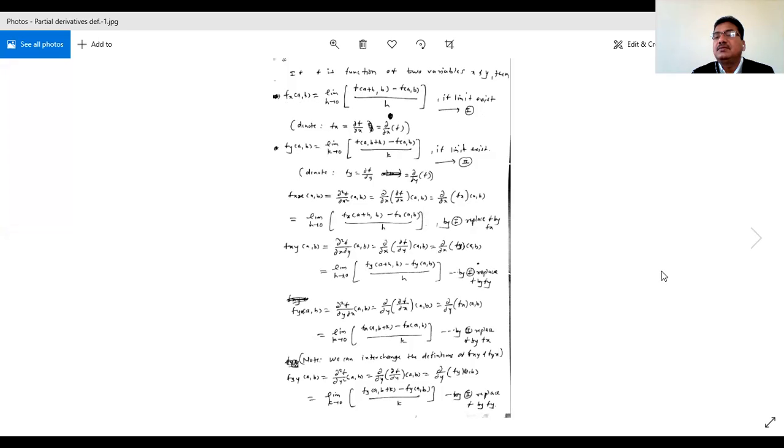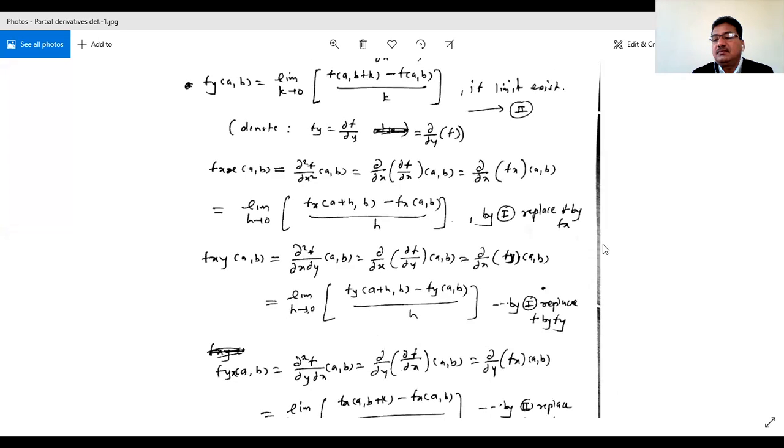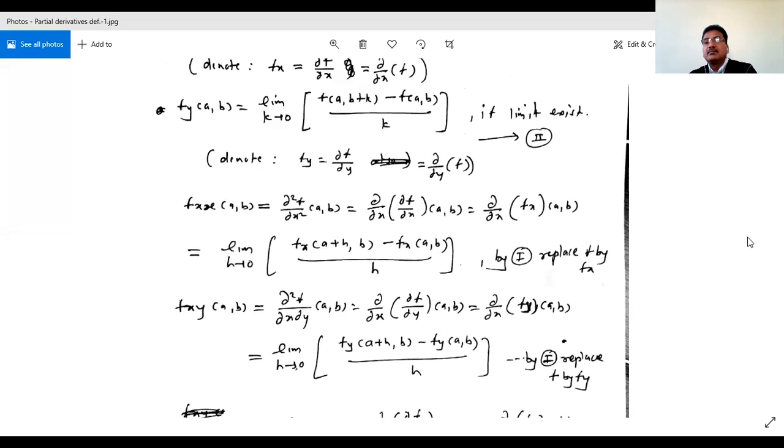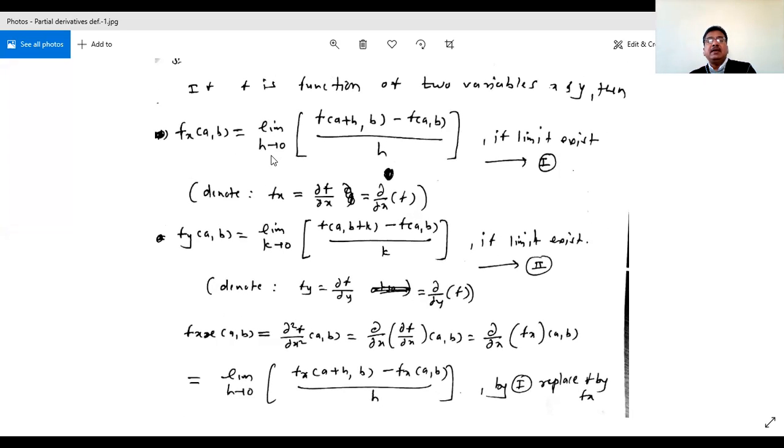This is the definition. What is f_x(a,b)? Limit h tends to 0, [f(a+h,b) − f(a,b)]/h, if the limit exists. What is f_x? f_x means ∂f/∂x, or ∂/∂x of f. So what is f_y(a,b)? It is limit k tends to 0. The partial derivative with respect to y means limit k tends to 0, and the derivative with respect to x means limit h tends to 0.